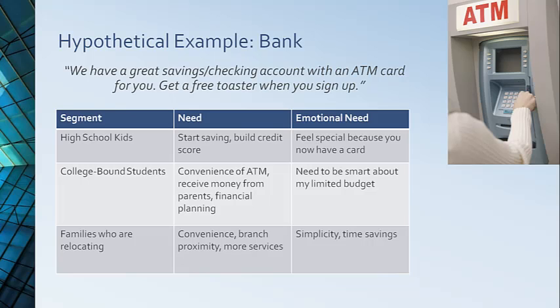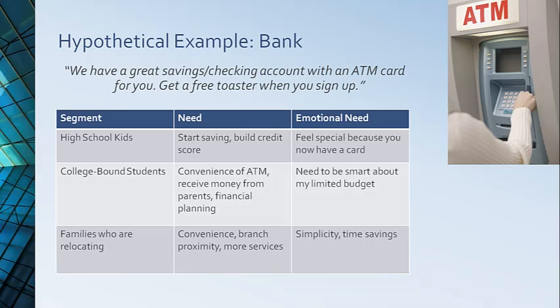The second category can be college-bound students who need the convenience of an ATM, so locations are going to be more important for them. They are going to be receiving money from their parents, so money transfer is going to be useful, and they need help in financial planning. The emotional need is, I have a limited budget, I get only so much money from my parents, I have a limited amount of money of my own, and I need to be really smart about how I am spending my money, setting myself limits, building discipline, and controlling my expenses. Very, very different need than even the high school kid that was this person just a few years ago. So their needs change.